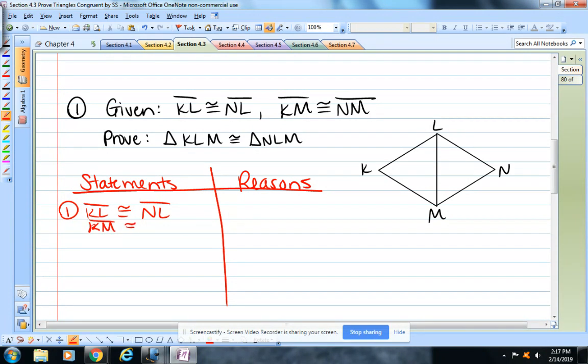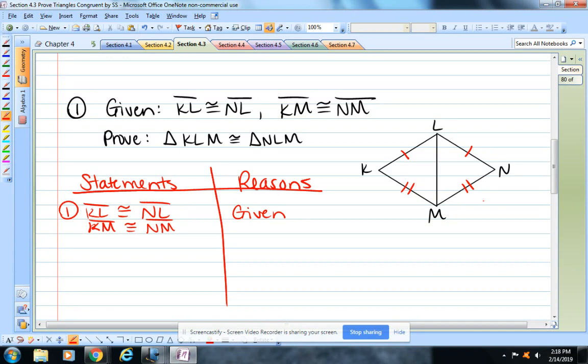KM is congruent to NM. And y'all, if they don't mark those congruent on your picture, mark it on your picture. Y'all, pictures are important in geometry. So KL is congruent to NL, so I need to make sure I put the same number of tick marks on those 2. And also KM is congruent to NM. So make sure you put the same number of tick marks on those.